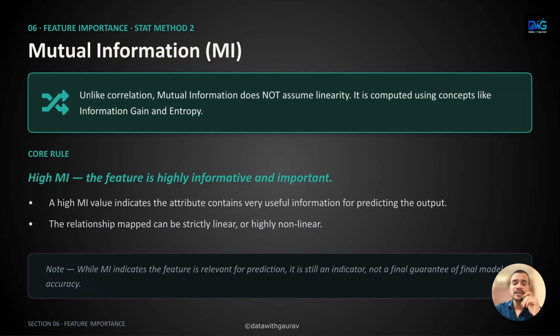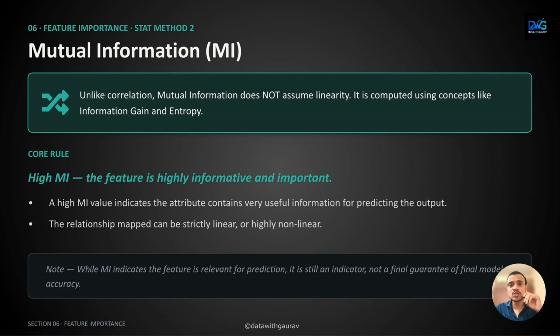Now, let's look at the second statistical method for measuring feature importance, that is mutual information, or we simply write it as MI. So, unlike correlation, mutual information does not assume that the relationship between feature and the target must be linear. This is one of the biggest advantages. Whether the relationship is a straight line, a curve, or follows a much more complex pattern, mutual information can still measure how informative that feature is.